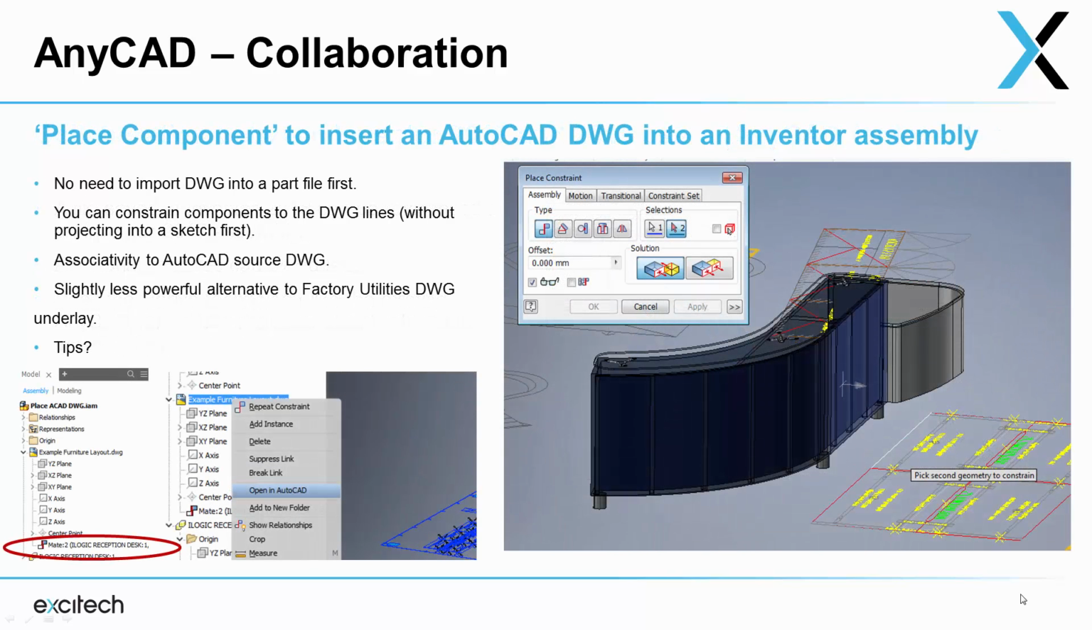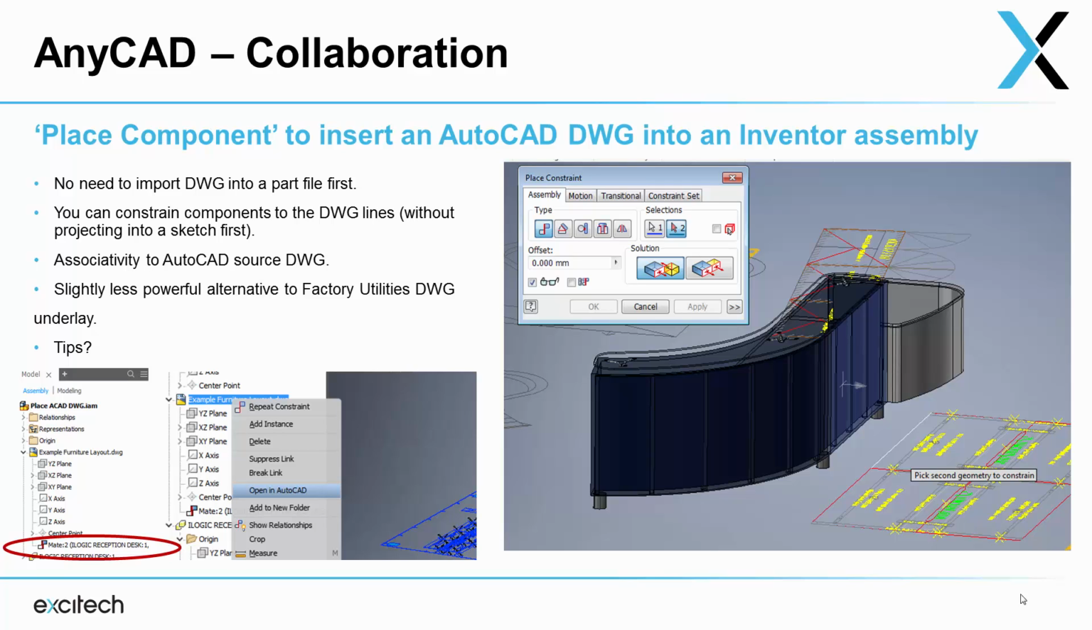Of slightly more interest to most people not working across Inventor platforms is the ability to place AutoCAD DWGs straight into Inventor assemblies. So previously you had to create a new part file, hit the import command, import a DWG into the part file on the plane of your choice, project the DWG lines into a sketch before you could extrude them or reference them in any way. Now there's no need to do that. The process is much shorter.